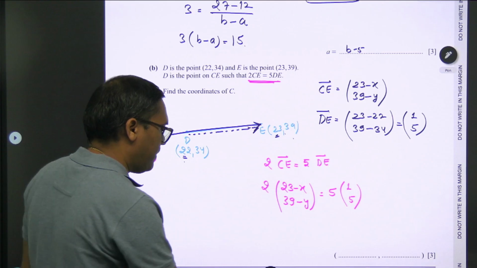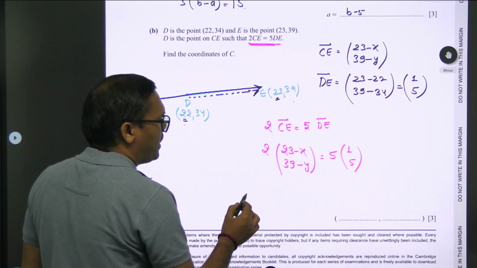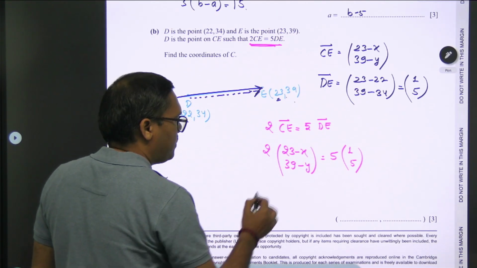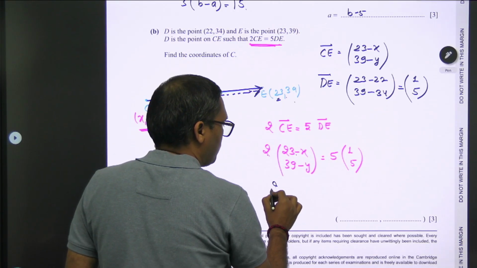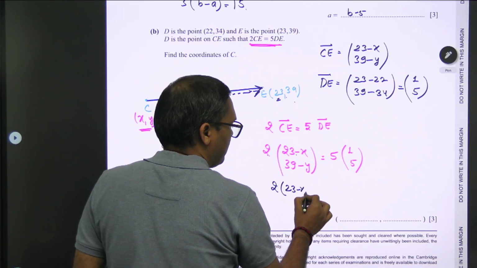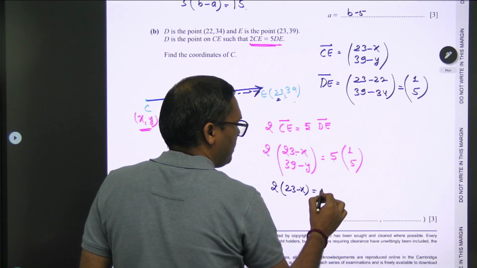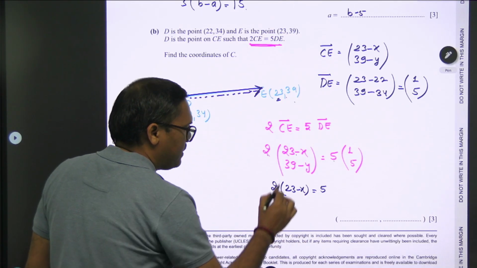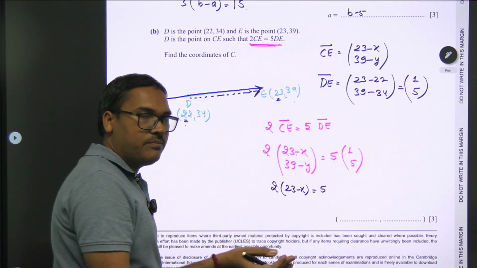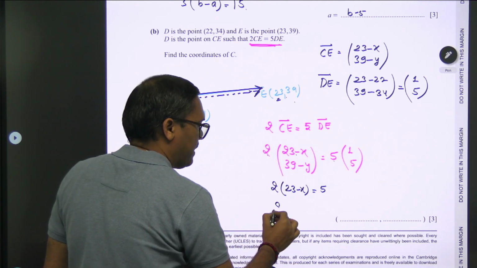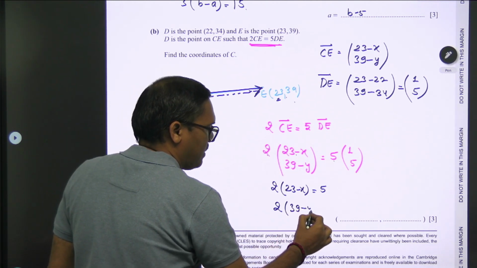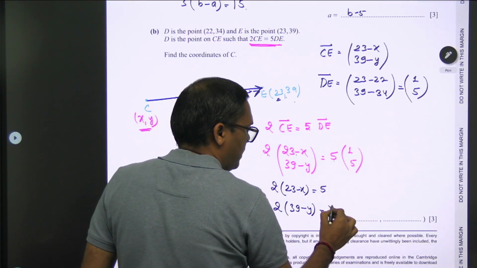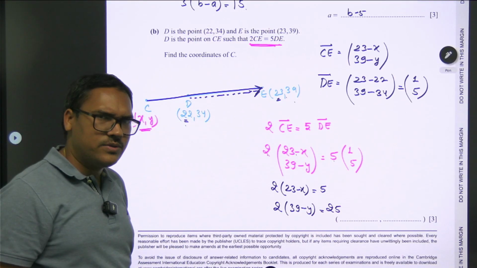Now, how can you simplify this? You can clearly see if two vectors are same, what I can do is I can multiply this 2. So this is 2 times 23 minus x will be equal to 5 times 1, which is 5. And similarly, if you multiply a vector by a number, every number is multiplied. So this is 2 times 39 minus y is equal to this side, this is 25. I hope this is clear.